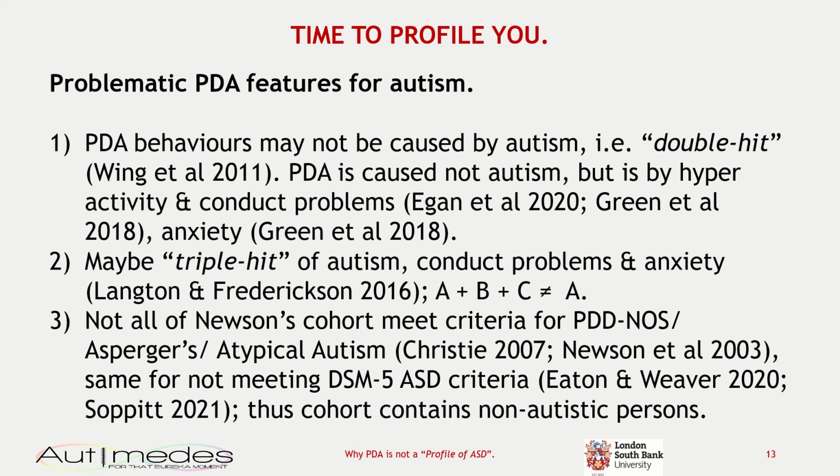I would also point out that not all of these cohorts meet criteria for PDD, Asperger's syndrome or atypical autism. Under historic understandings of autism, from 20 or 30 years ago, not all of them would meet comparable thresholds for autism, and even today in the DSM-5, not all of Newton's criteria cohort would meet the threshold for autism criteria. So we know that there are some non-autistic persons in Newton's research.